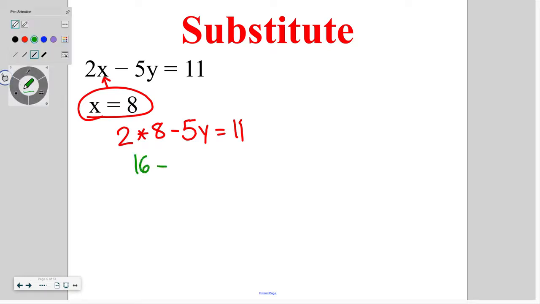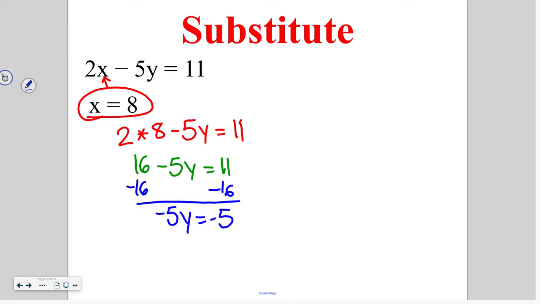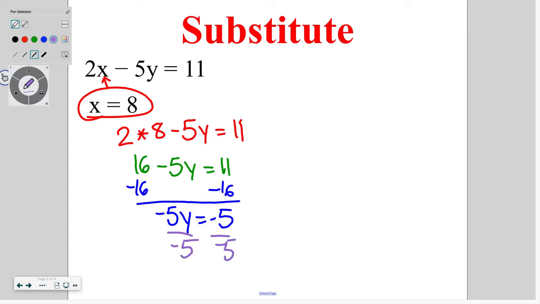I've got 16 minus 5y is equal to 11. Subtracting 16 from both sides, I get negative 5y is equal to negative 5. And to finish solving, we're going to divide by negative 5, giving us an answer of y is equal to 1. Now, because they already gave us the first answer, there's no plugging it back in.